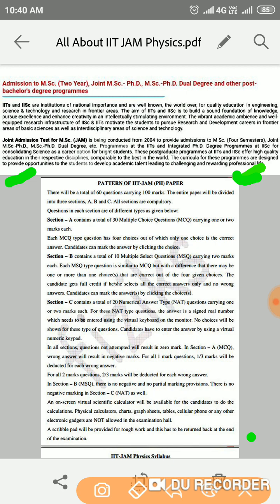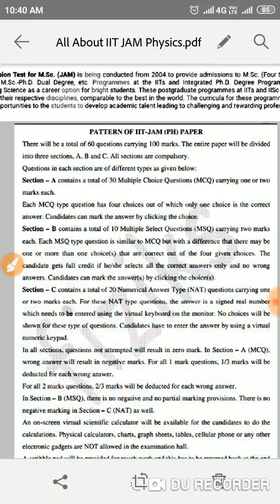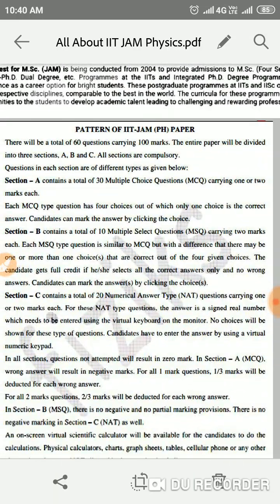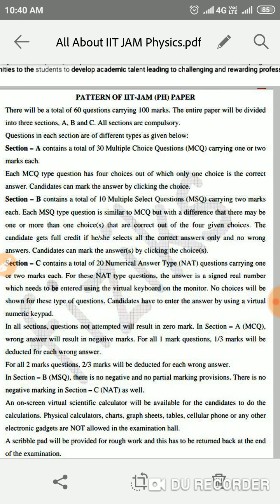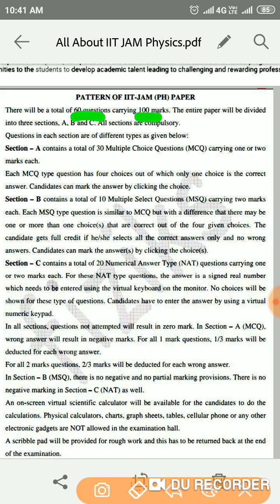Okay, now moving to the paper pattern. Now let's see what is the pattern of the IIT JAM paper. For physics there are 60 questions, which consist of 100 marks. And the entire paper will be of 3 sections, section A, section B, and section C.